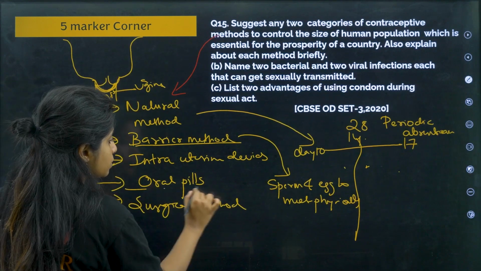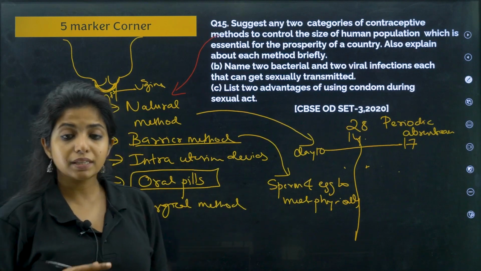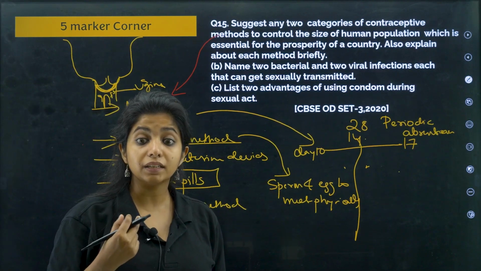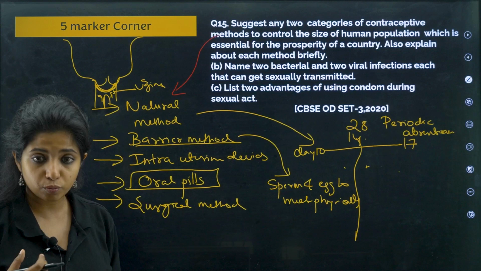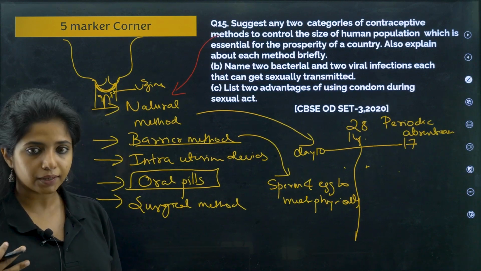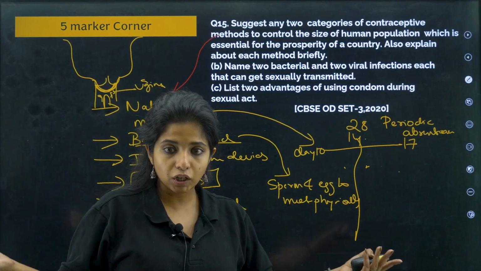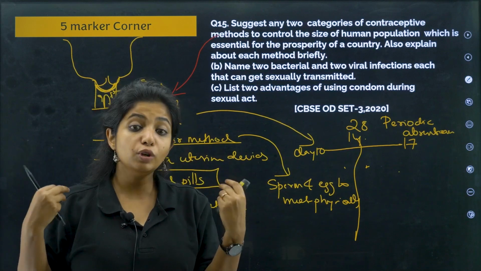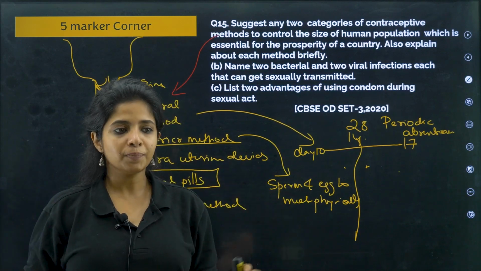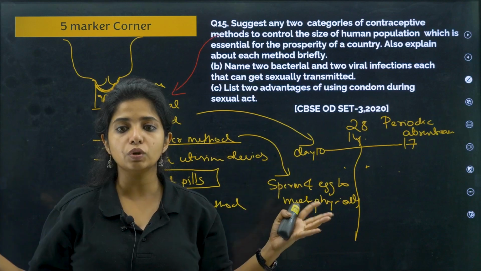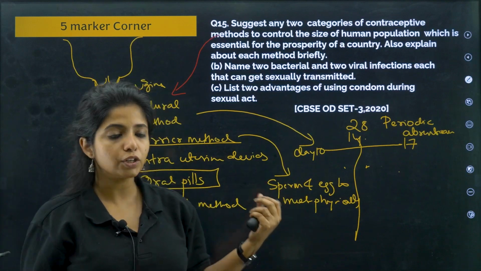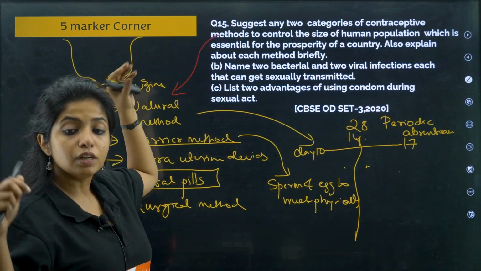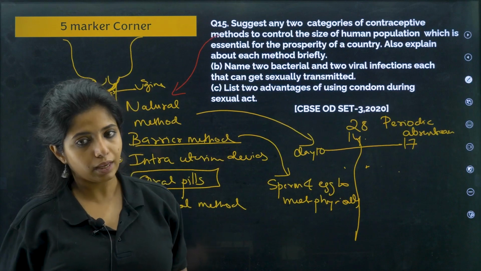Then there are oral pills, which is given in your book. Oral pills are basically pills that contain a combination of hormones, progesterone, estrogen and so on. At normal levels they are going to act normally, but when their level is increased in our body, they prevent ovulation. The ovum release is being prevented. It makes the uterus very unsuitable for implantation. What do you mean by implantation? The embryo comes in and stays there, right? So that process is not happening over there.